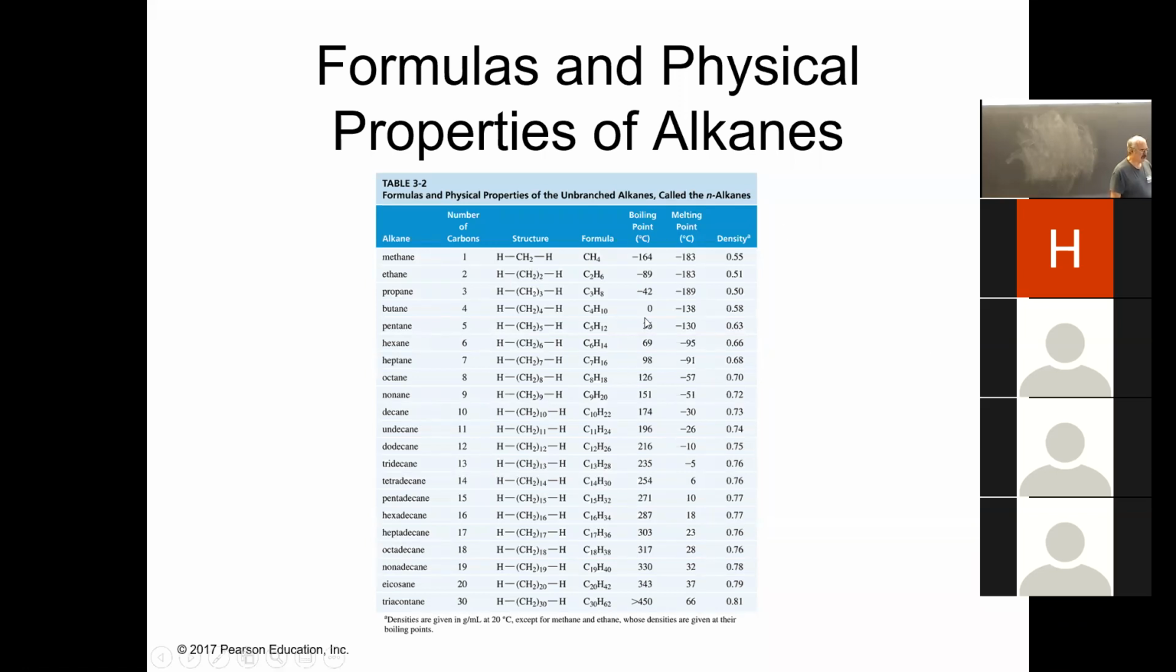And then the last column is density. Okay, the gaseous and the liquid alkanes are all less dense than water. Water has a density of 1. And they don't dissolve in water. So if we had something like hexane and we mixed it in a container with water, it would simply float on top.